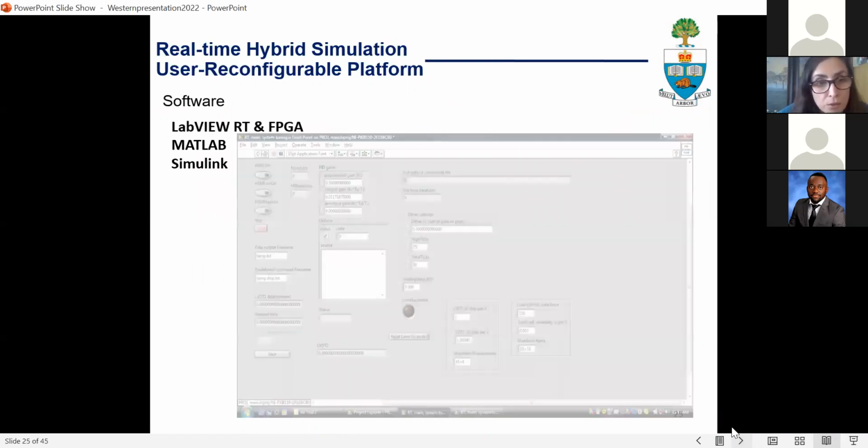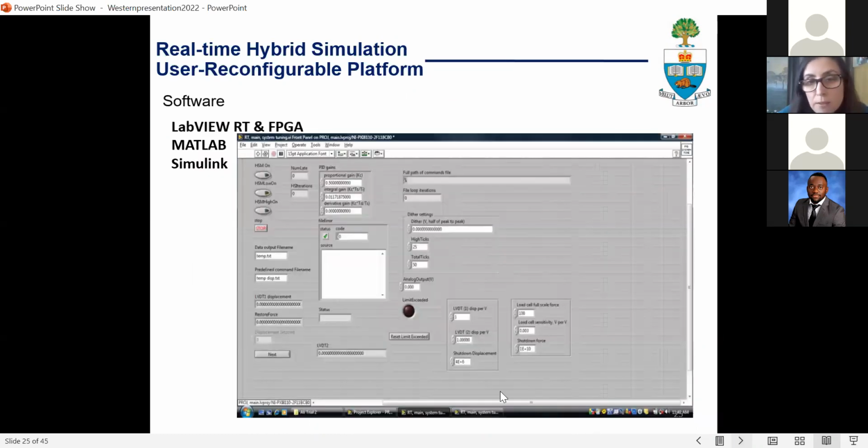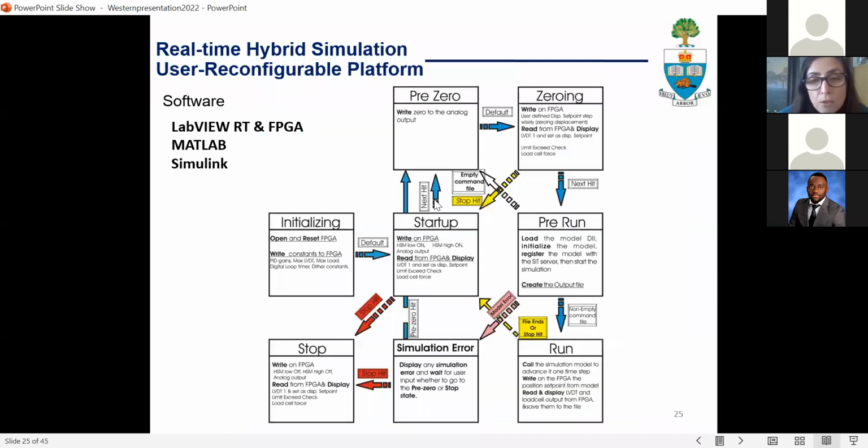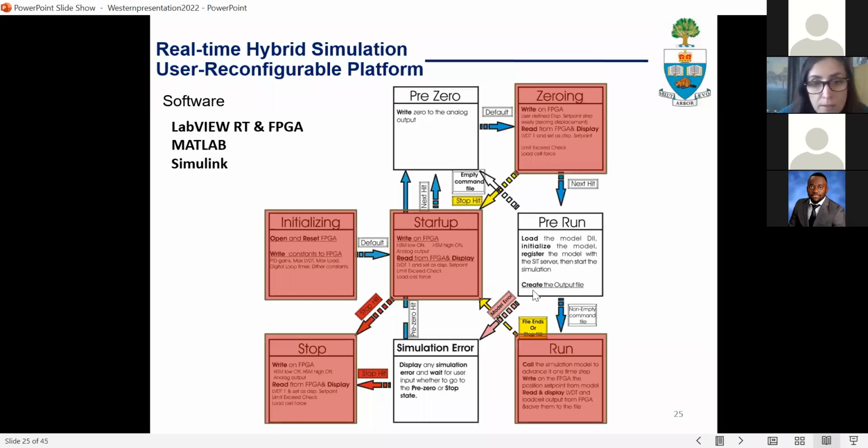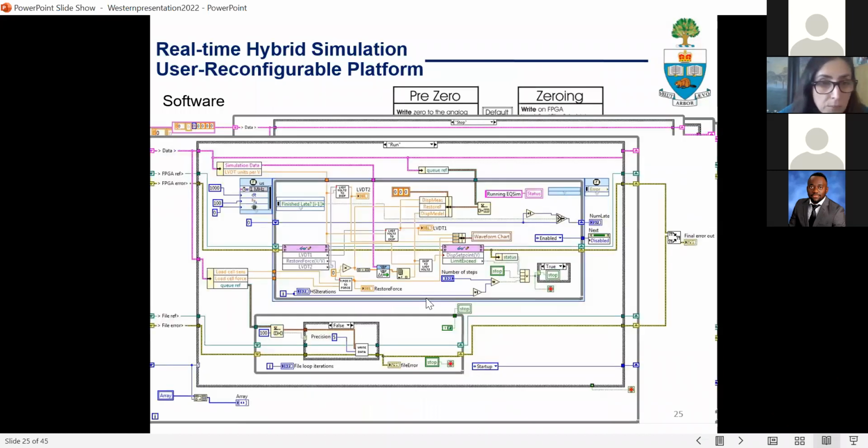So we use LabVIEW together with Simulink. This is the front panel. It is the graphical user interface. You can set your sensor gains, you can set your PID gains, and then start running the real-time hybrid simulation. This is the front panel. But at the background, we used a state machine technique. We separated all the tasks into these small boxes, and we programmed them individually. And all of these implementations were done as a separate LabVIEW VI, a LabVIEW code.